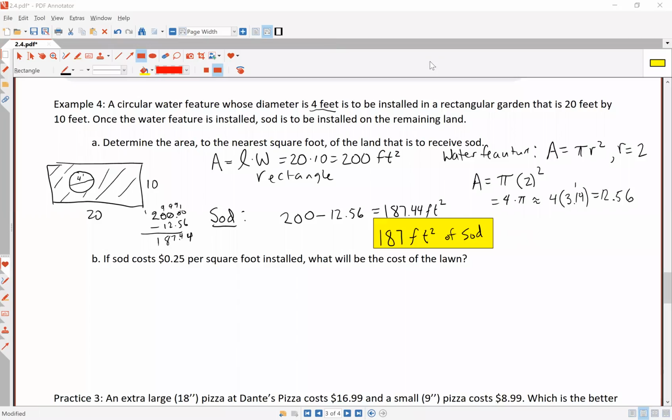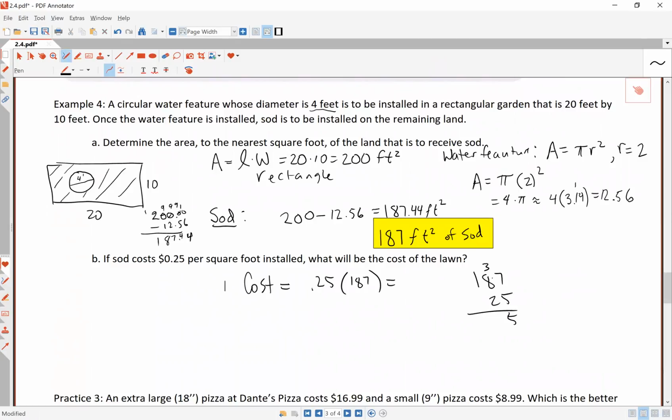If sod costs 25 cents per square foot, what will the cost of the lawn be? So the cost of our lawn is going to be the 25 cents times the 187 square feet. That would give us a cost, if we bought 187 square feet of sod, of $46.75.